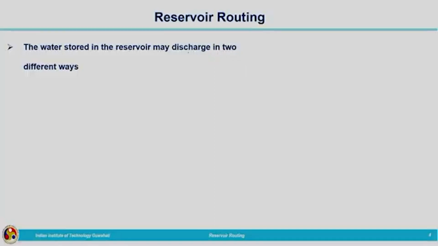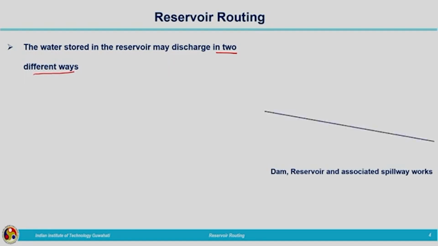Now, we will move on to the topic of reservoir routing. The water stored in the reservoir may discharge in two different ways. That can be expressed by means of a figure. Here we are having a dam structure, and this is the dam and this is representing the top of the dam, and reservoir storage is coming in the upstream side of the dam and water flow is taking place above the reservoir.